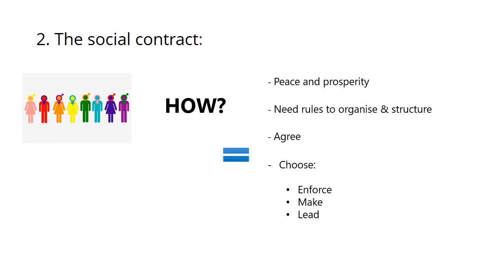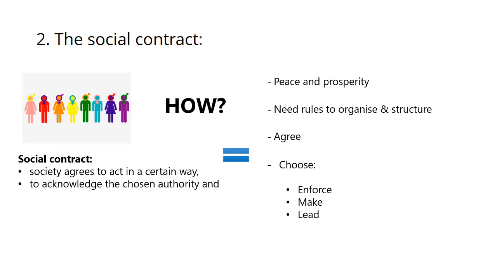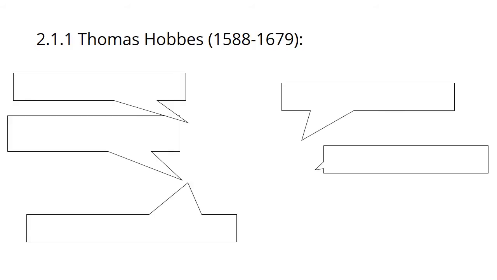This kind of hypothetical agreement between the people of a particular society is called a social contract. And according to this contract, society agrees to act in a certain way, to acknowledge the chosen authority, and to honor the rights of others in exchange for their own guaranteed freedoms and safety. Various philosophers have tried to explain this agreement or social contract by explaining why and under which circumstances people will agree to enter into a social contract.